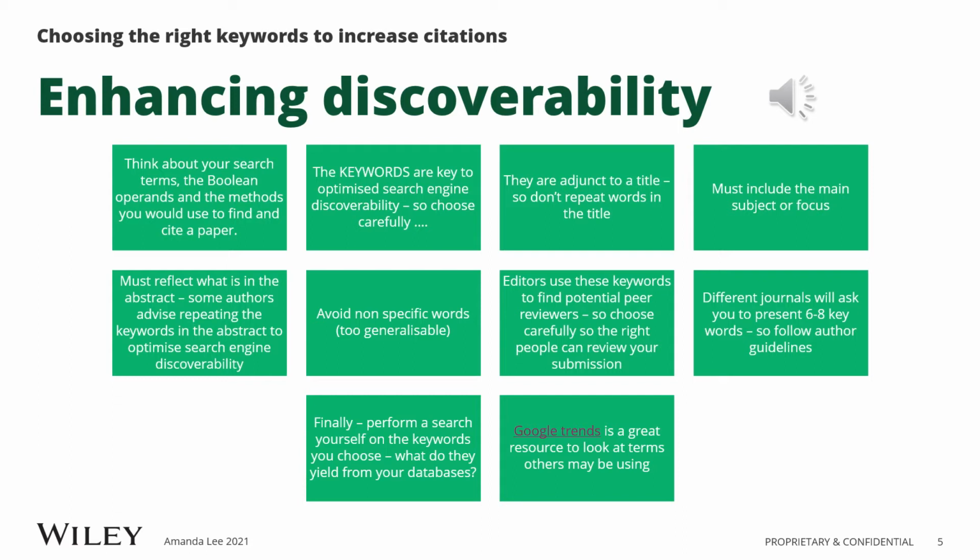Try using, like we used the diabetes example, try not to use specific words because they're too generalisable. You're going to end up being buried under a big mound of everybody else's research, and you don't want that. You want your paper to stand out, to be different. We editors, when we're looking at nursing journals, we use the keywords to be able to find potential peer reviewers as well. So have a think about that.